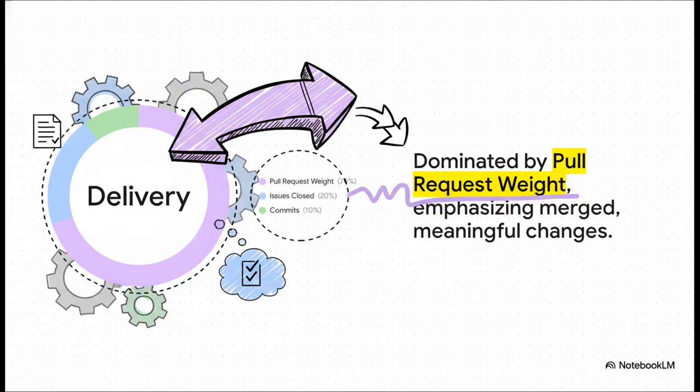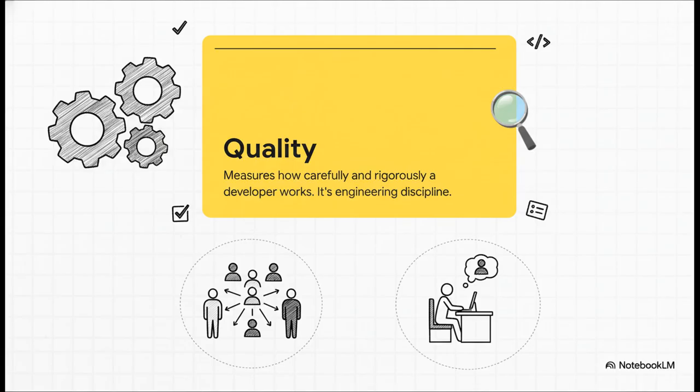Whoa, okay, look at that weighting. 70% is based on pull request weight. That is huge. It's so clear that the system values getting completed work reviewed and merged way more than anything else. And look at commits, only 10%? That feels so intentional. It's like the system is saying, yeah, your commits are nice, but what I really care about is that finished PR. Exactly.